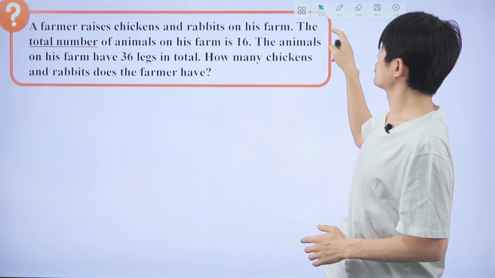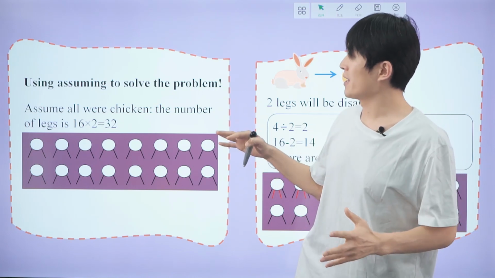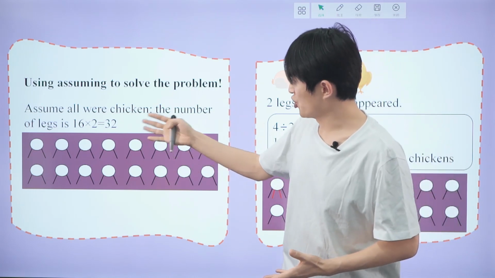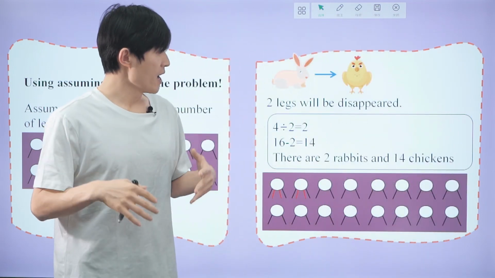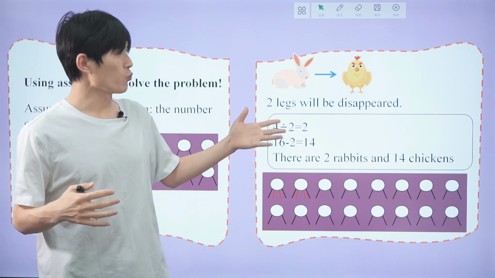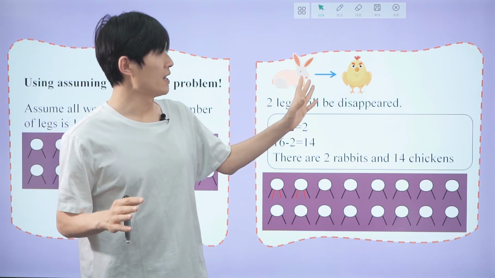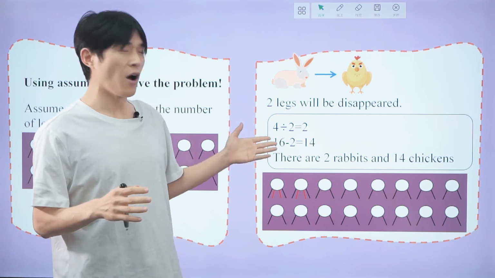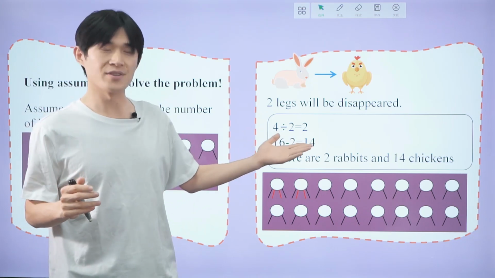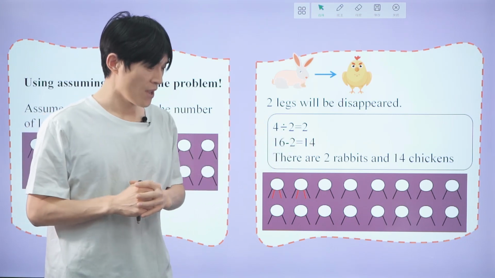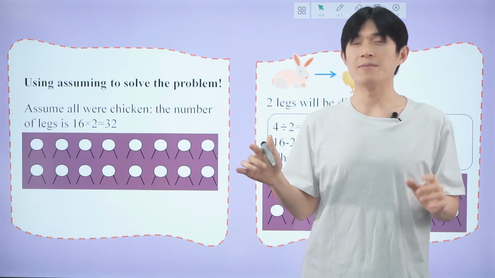So next time when you try to solve this kind of problem, we can first use assumption, right? We assume that all the animals are chickens, and then we get the number of legs, and then we can notice that 2 legs will disappear if we assume that each rabbit is 1 chicken. And then we know 4 legs have disappeared, right? So 4 divided by 2, 2 rabbits, and the rest of the animals are chickens. And this is how we solve the classical chicken and rabbit problem.